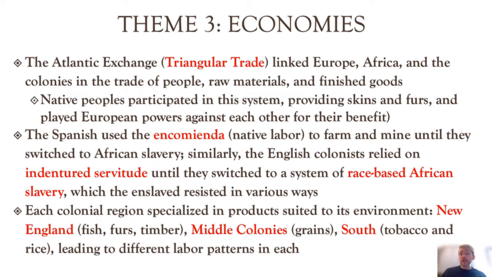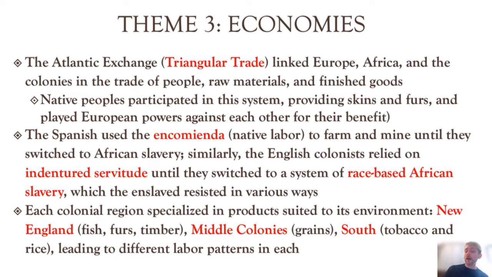A third theme is economic. The colonies exist as a source of profit for Europe. Spain wants gold, France wants fur, England wants the staple crops that are produced. And that creates a robust economic exchange between Europe and America and Africa. This Atlantic exchange is often called triangular trade, linking Europe, Africa, and the colonies in an exchange of people as a commodity, the enslaved, raw materials like tobacco and rice and sugar, and finished goods coming from Europe.